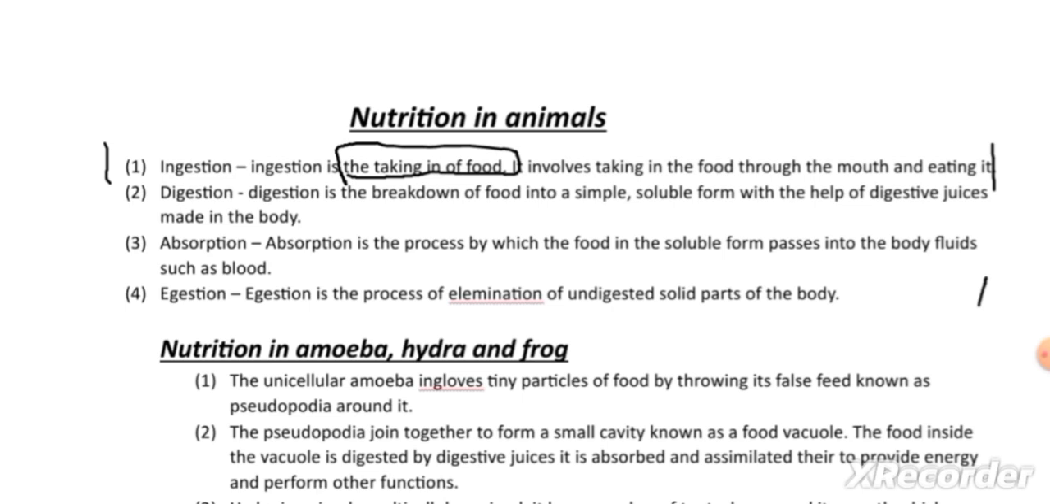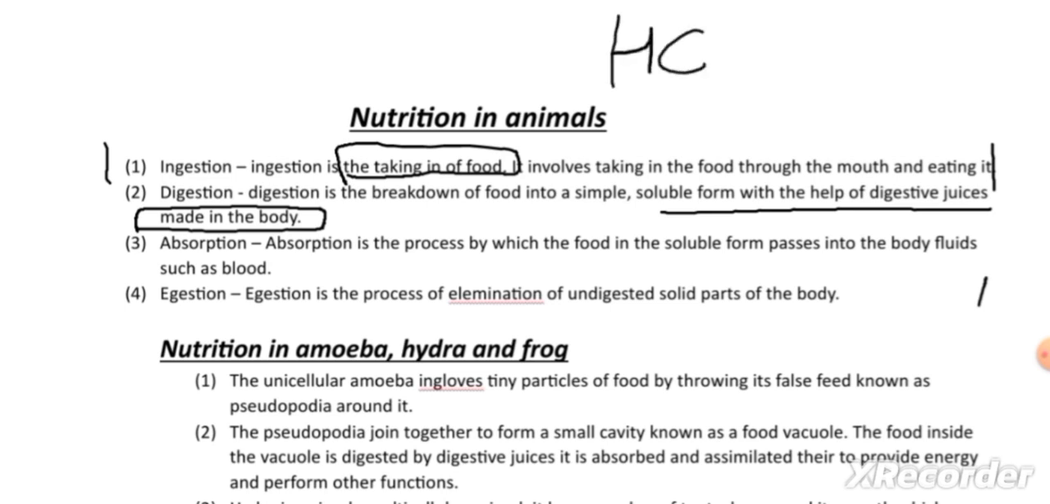Our second definition is digestion. Digestion is the breakdown of food into simple soluble form with the help of digestive juices made in the body. There are many digestive juices that are made in our body. For example, HCl, the hydrochloric acid that is secreted in our stomach, helps in digestion of the food. So you can write this definition of digestion.